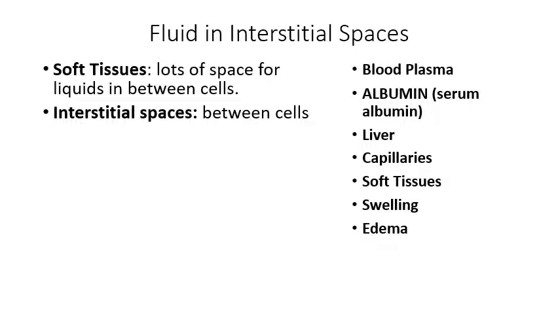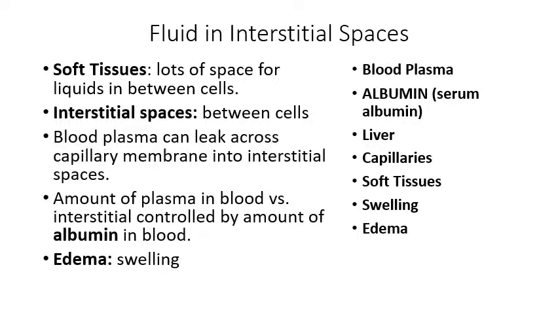Okay, so soft tissues have lots of space for liquids in between cells. That's called interstitial spaces. The blood plasma, the liquid portion of blood, is capable of leaking out or diffusing out of the capillaries into the interstitial spaces. If that happens, it causes swelling. That swelling is referred to as edema. Right? And if you want to bring that fluid back into the blood, you can do this by increasing the tonicity of the blood.